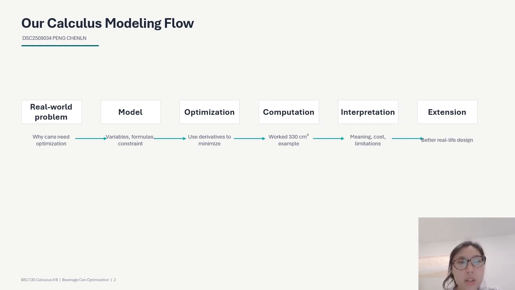Then we apply the model to a worked example using a real can. After that, we interpret the result and discuss its meaning in real manufacturing. Finally, we consider the limitations of the model and possible improvements. Now let's look at the real-world background of the problem.